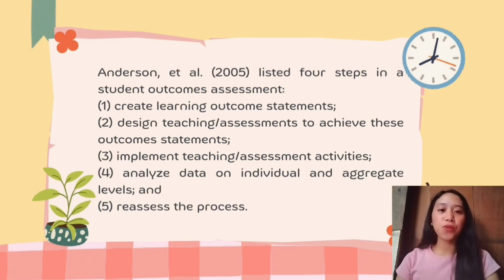Anderson et al. 2005 listed 4 steps in a student outcomes assessment. First, create learning outcome statements. Second, design teaching or assessments to achieve these outcome statements. Number 3, implement teaching or assessment activities. 4, analyze data on individual and aggregate levels. And last, reassess the process.